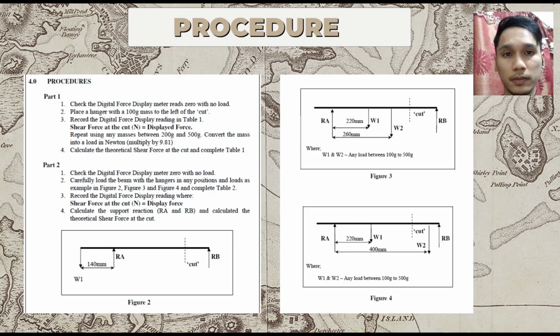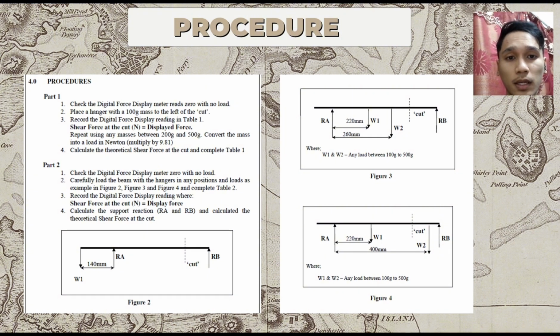For the procedure, part 1: first, check the digital force display meter, it's 0 with no load. Second, place a hanger with 100 gram mass to the left of the cut. Third, record the digital force display reading in table 1. Shear force at the cut equals the display force. Repeat using any masses between 200 gram and 500 gram. Convert the mass into a load in Newton by multiplying by 9.81. Finally, calculate the theoretical shear force at the cut and complete table 1.